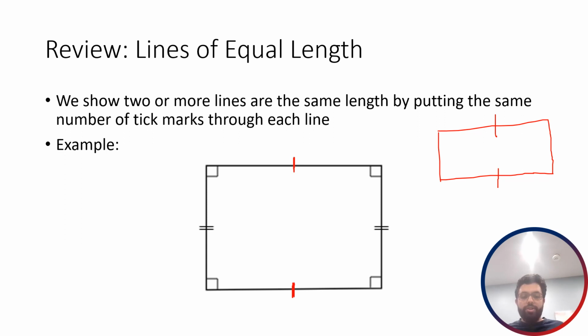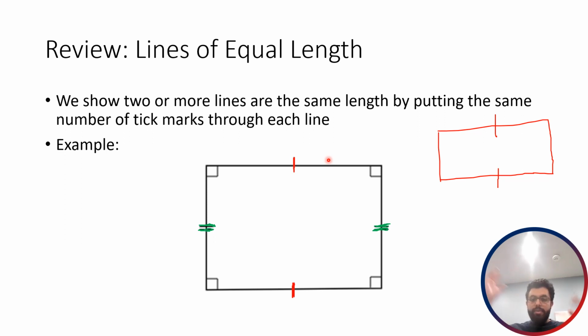So to show that, there's two tick marks going through the left side, which I've marked in green, and we've got two tick marks going through the right side as well, which I've also marked in green. So marking the tick marks and having different numbers of tick marks allows you to say that this side is the same length as this side because they've both got two tick marks going through them, but both of those sides are a different length from this guy down here and this guy up here because the number of tick marks is different.